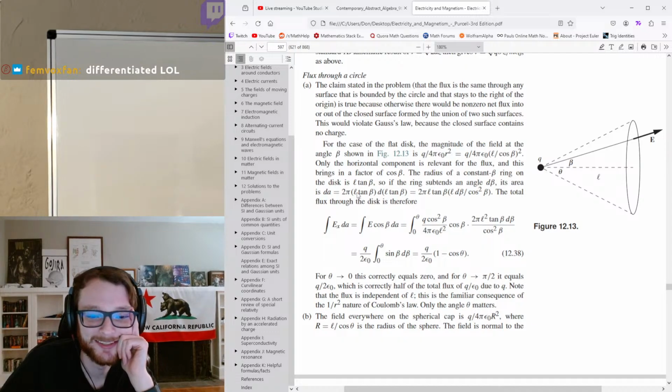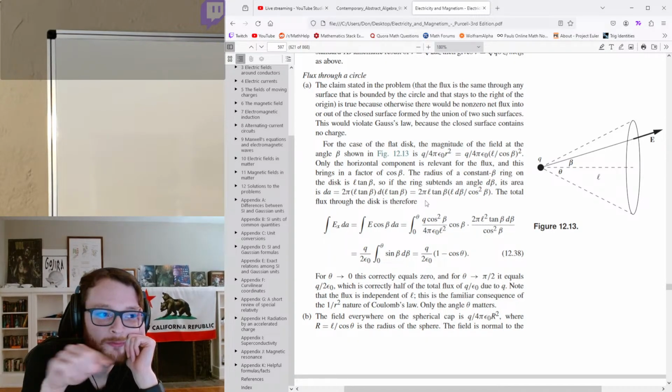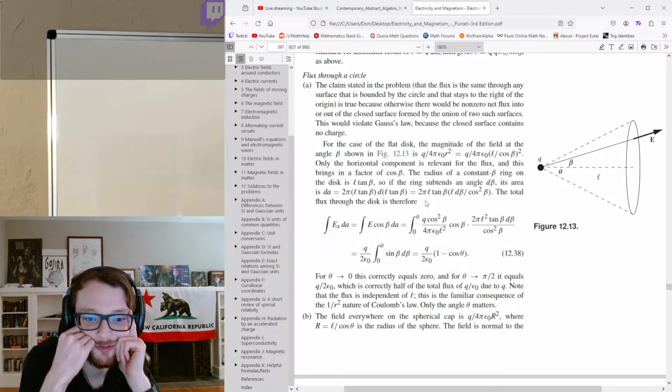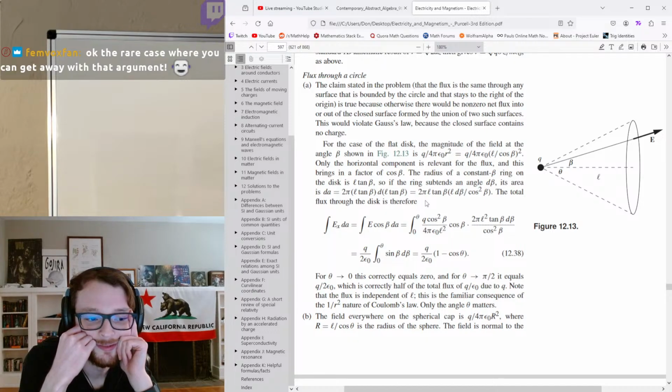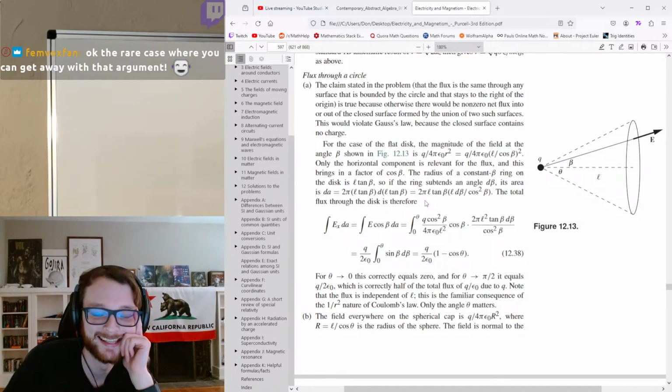They also derived it, you know. They derived this equation and differentiated it. The ring subtends an angle d beta. So yeah, it will be the circumference of a circle times a little thickness, I guess, to make it a ring. The rare case you can get away with that argument. Yeah.